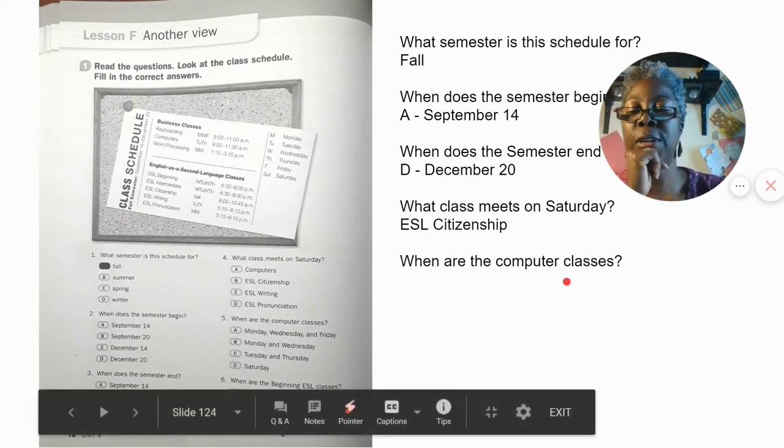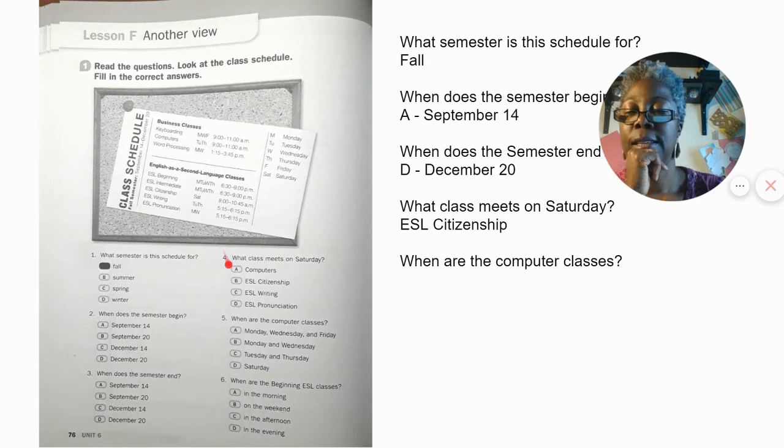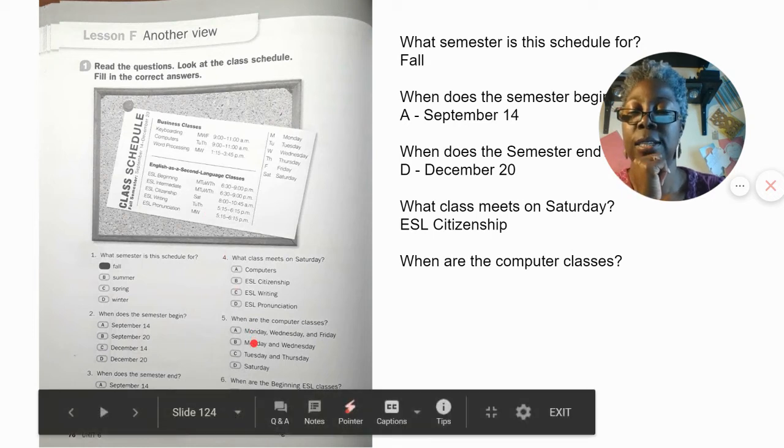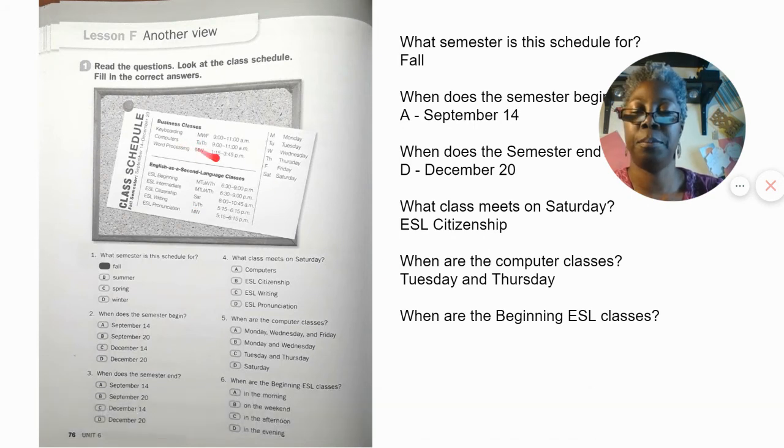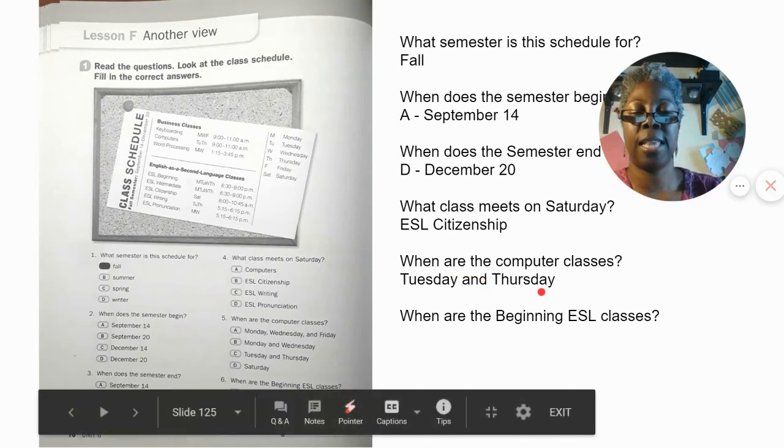When are the computer classes? And our choices are Monday, Wednesday, and Friday, Monday and Wednesday, Tuesday and Thursday, or Saturday. And the correct answer is Tuesday and Thursday. See that right here.